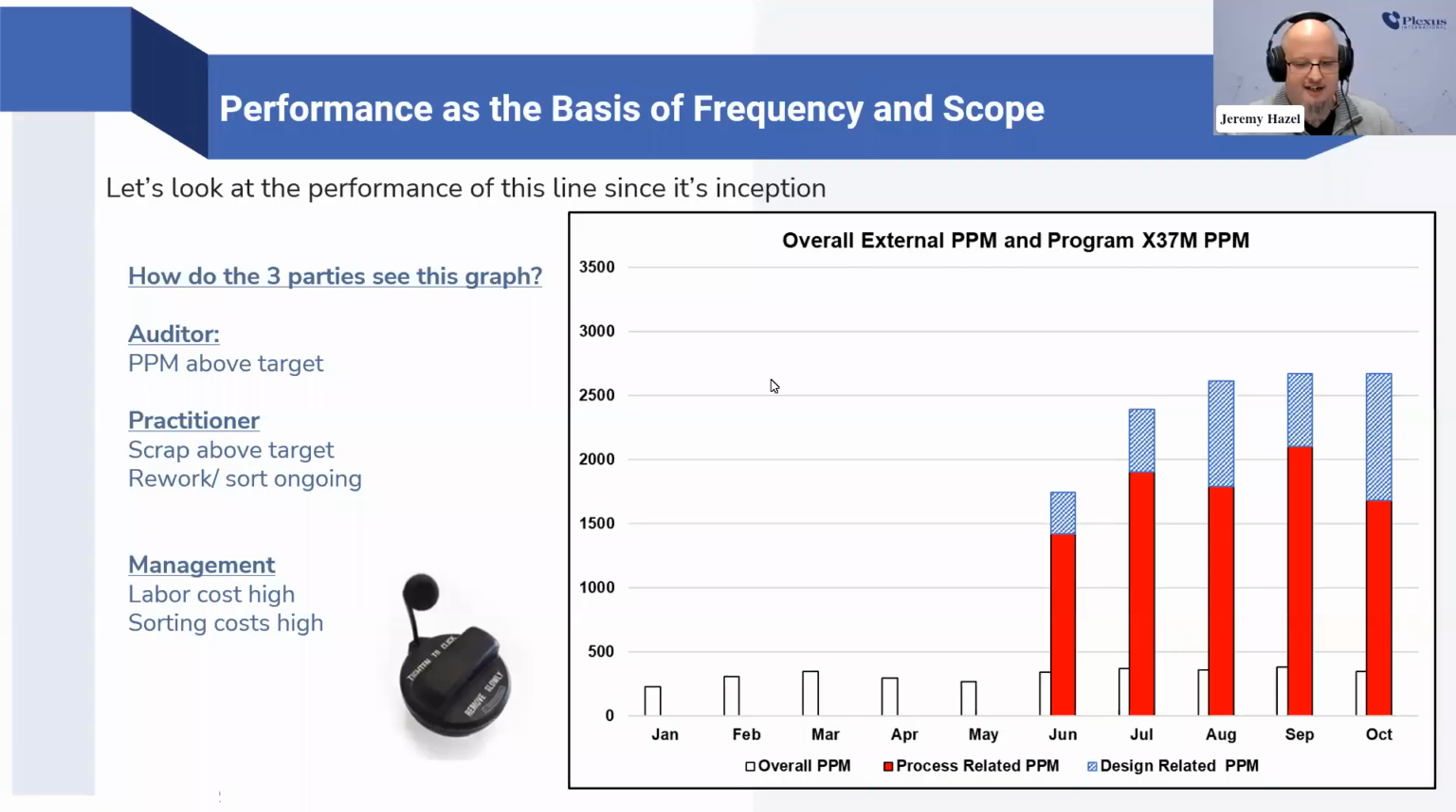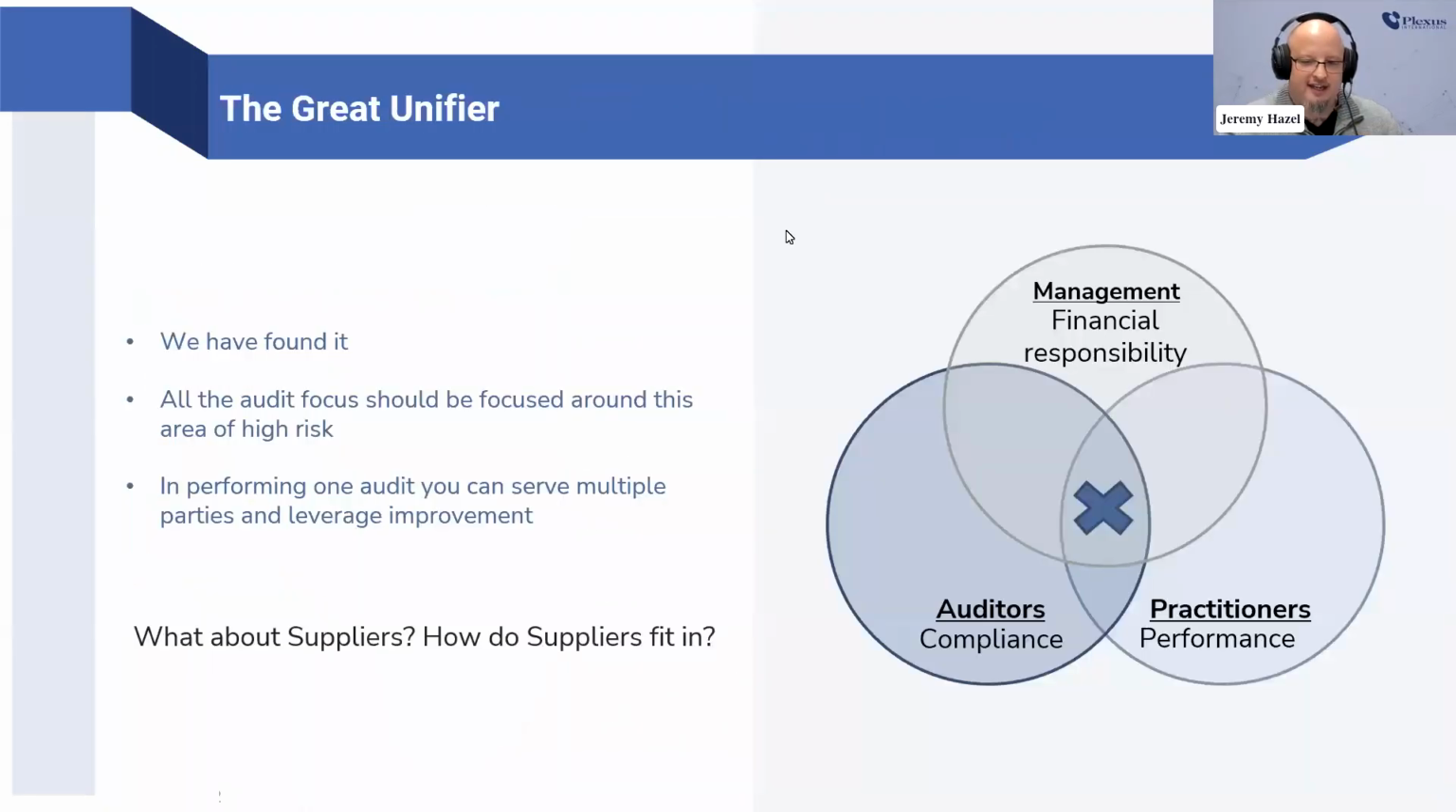So coming back to here, again, through performance, we've now found it. We found the center. All the audit focus should be focused around this area of high risk, the things that matter to all three individuals. And so in performing just one FMEA audit, you can serve multiple parties and leverage your improvement.